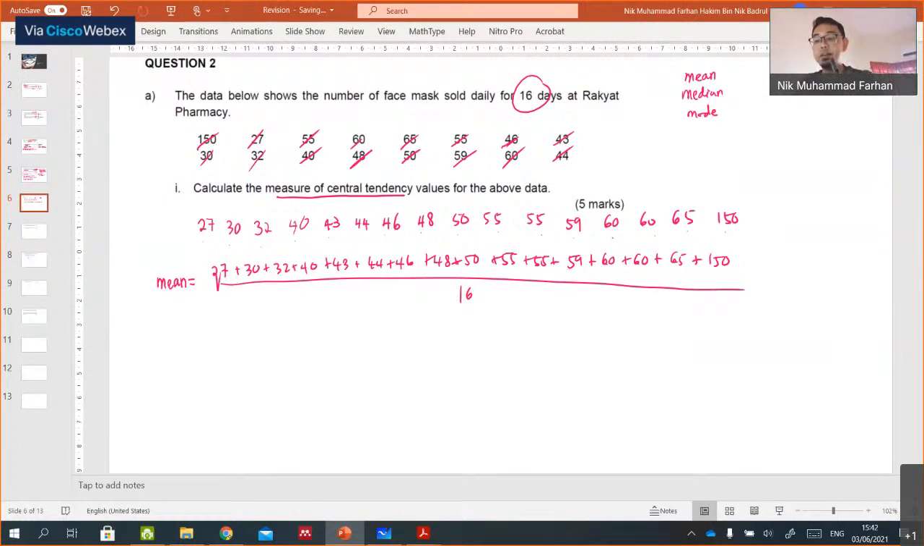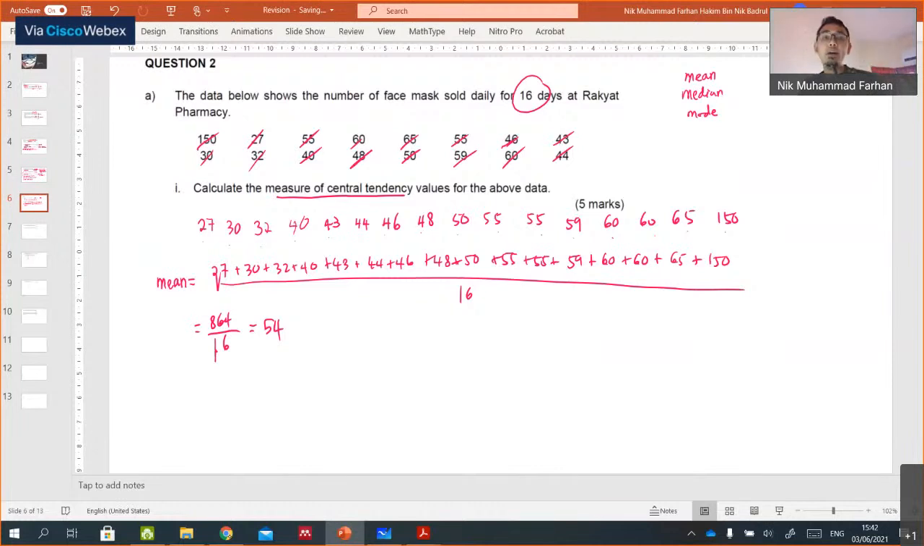Okay, now I'm going to calculate this. 27 plus 30 plus 32 plus 40 plus 43 plus 44 plus 46 plus 48 plus 48 plus 50 plus 55 plus 55 plus 59 plus 60 plus 60 plus 65 plus 150. So you will have 864. 864 divided by 16, you get 54. So in this case, the mean is 54. So that is the average number.